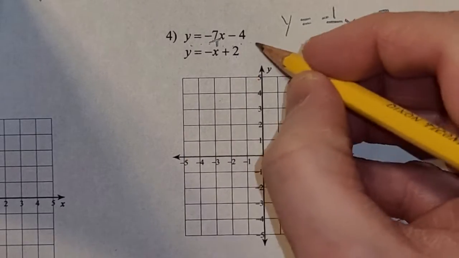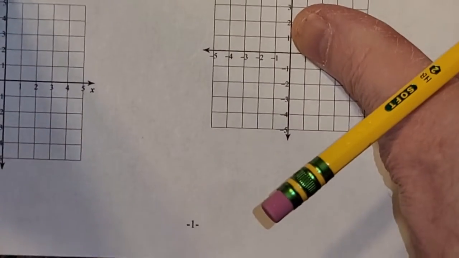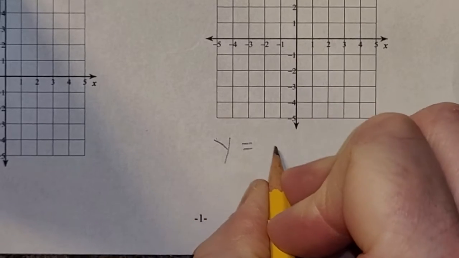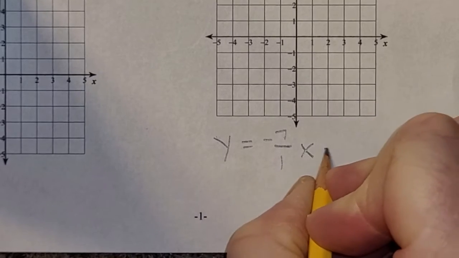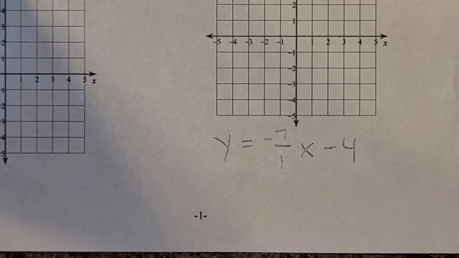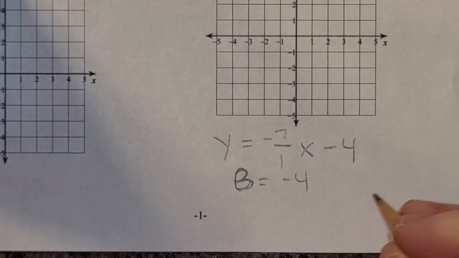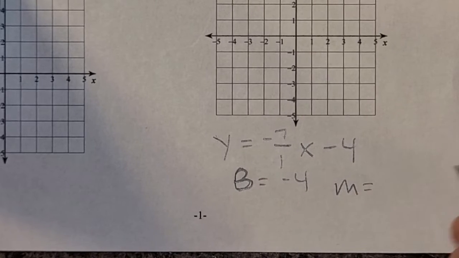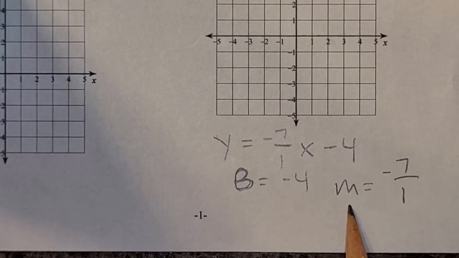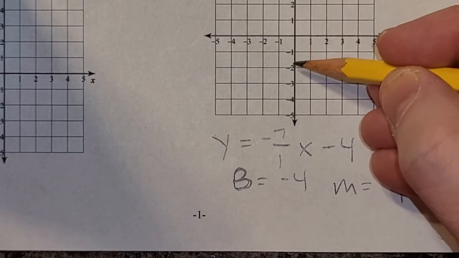All right, so this first one. Let's rewrite it. We're rewriting the top one. Y equals negative 7 over 1x minus 4. So the b is negative 4. And the m, the road map, the map, is negative 7 over 1. Oh, I just figured that out. M for map this whole time. All right, anyway. So m is negative 7 over 1. So the b is negative 4.